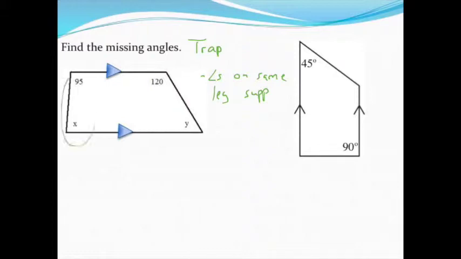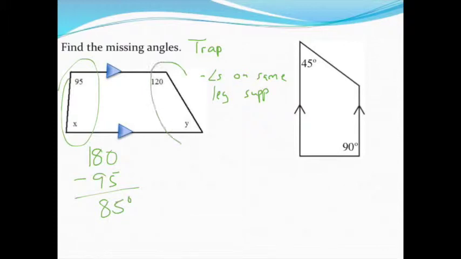So these two angles are on the same leg of my trapezoid. Since those two angles have to be supplementary, I'm going to do 180 minus 95, leaving me with an angle of 85 degrees. And I'll do the same with the other leg. So there's the other leg, the non-parallel side. Those two angles also have to be supplementary. If I subtract from 180, I'm left with an angle of 60 degrees. And if I wanted to check it, I could add up all four angles. They'd have to add up to 360.